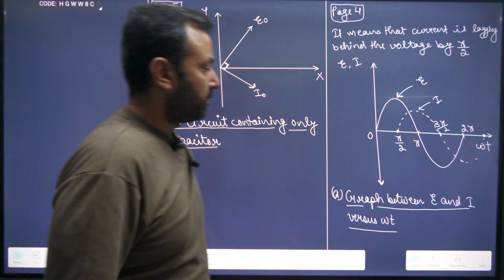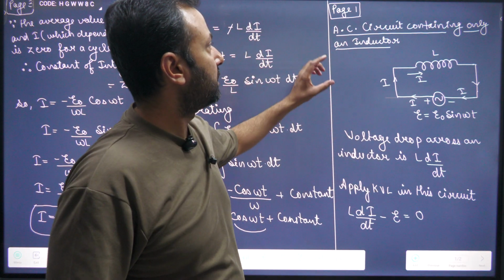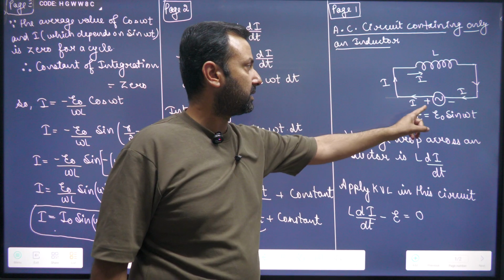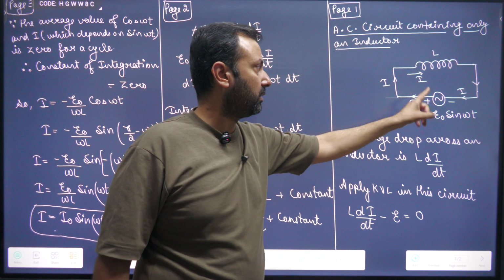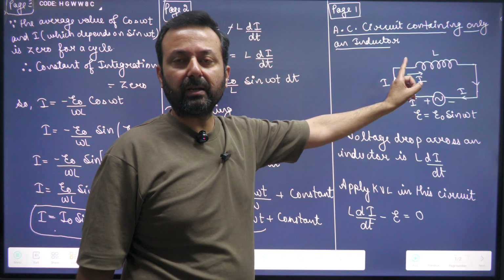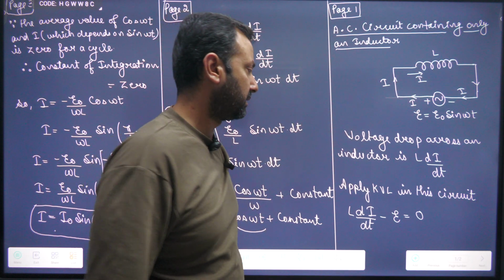Now, in the same way as I have drawn here, for the AC circuit containing only an inductor, there was an AC voltage source and there was an inductor. Now I am going to draw an AC source but a capacitor in place of the inductor.